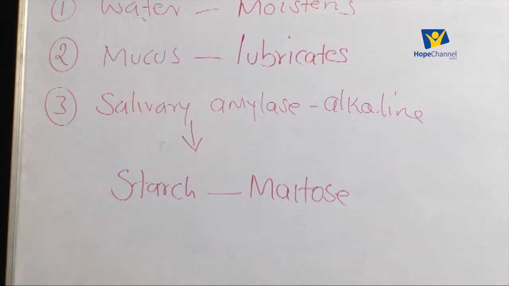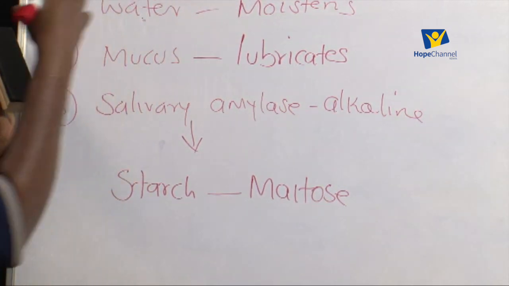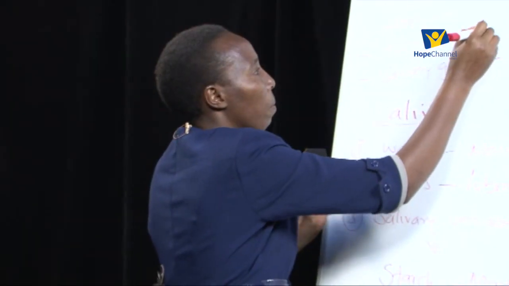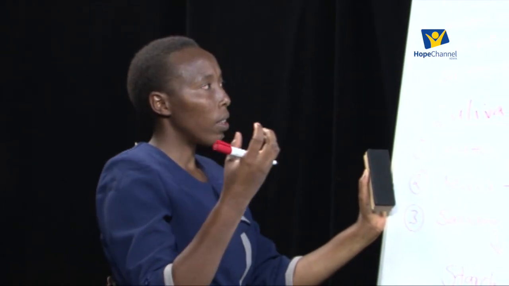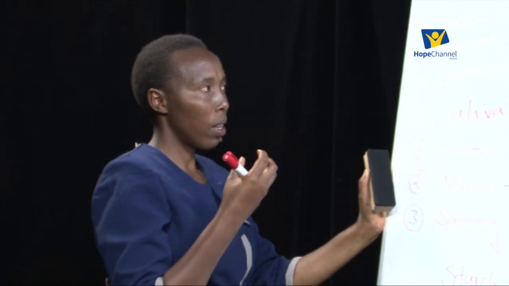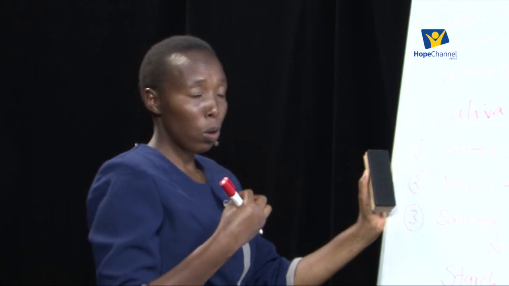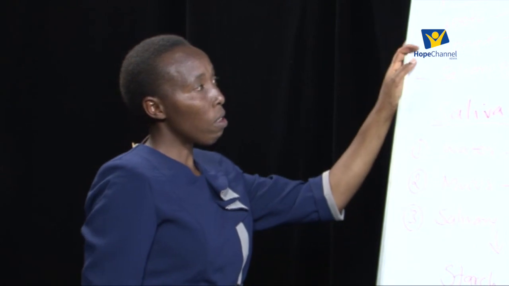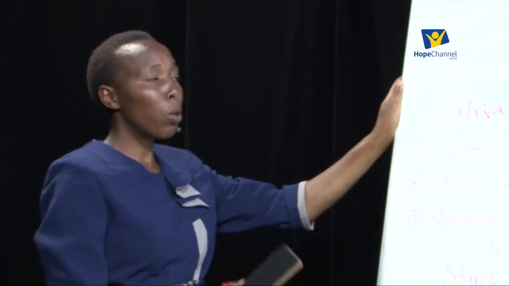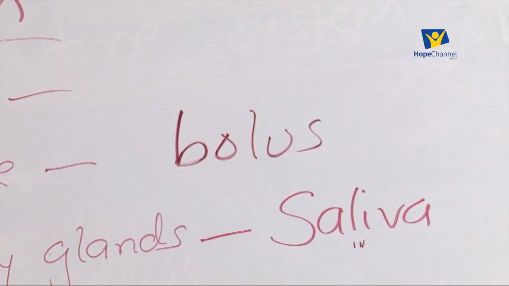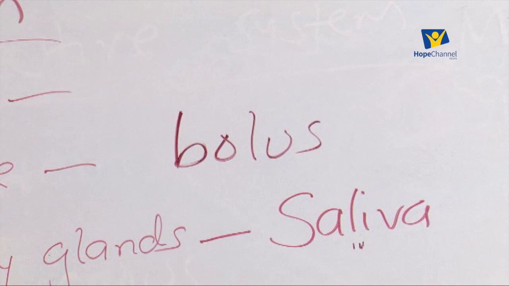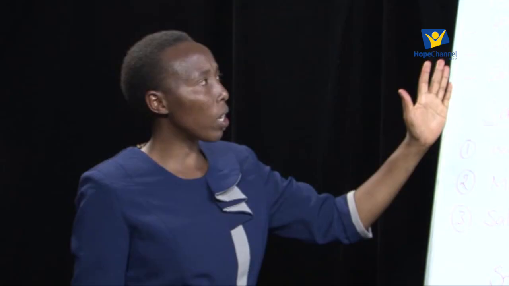Then what happens at the end of the day? In the mouth, once all that happens, the tongue is able to roll the food into round mass, round substances we call the bolus. So the food is turned into bolus such that someone is able to swallow. Once the tongue rolls the food into bolus, it will push that bolus into the back of the mouth. Then someone is able to swallow. And that marks the end of digestion in the mouth.